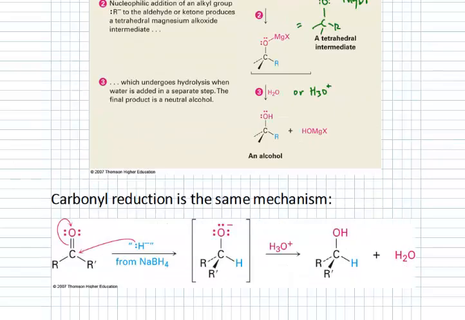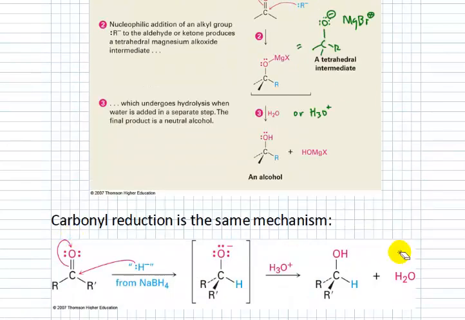So the reduction of a carbonyl is the exact same mechanism. Just instead of a C-, we have an H-, right? That's a hydride. And in fact, if I use sodium borohydride, the sodium actually complexes with that oxygen to activate the carbon even more. But we've got hydride attacking, we have an alkoxide, right? Just like we had up here, it gets protonated, and we have an alcohol.